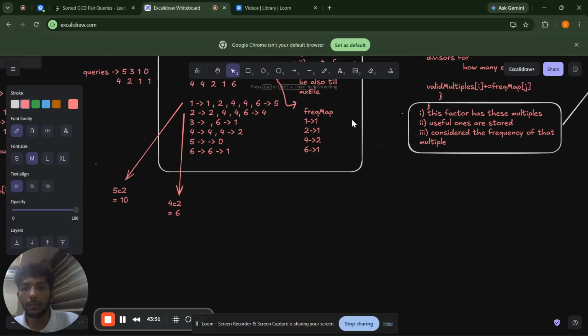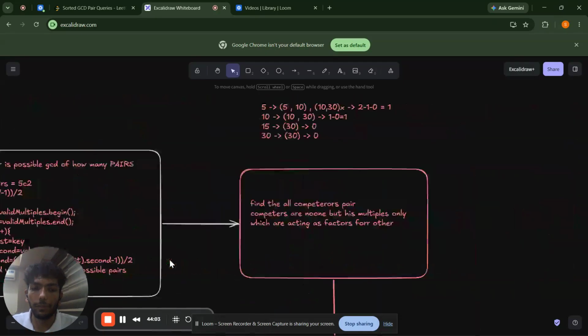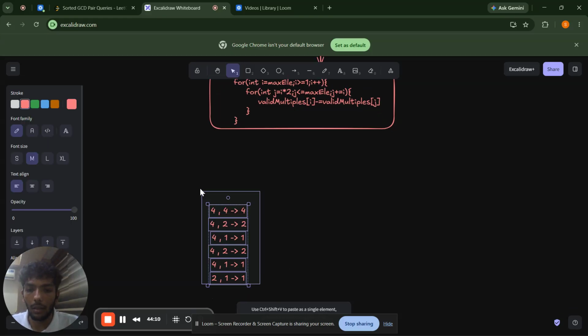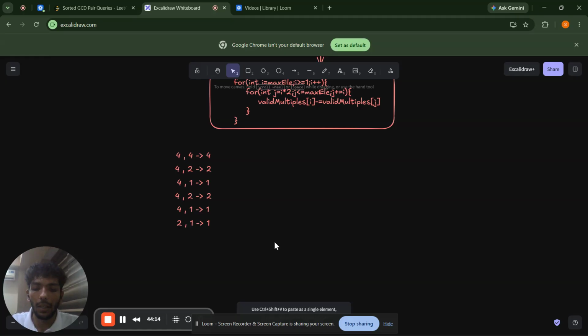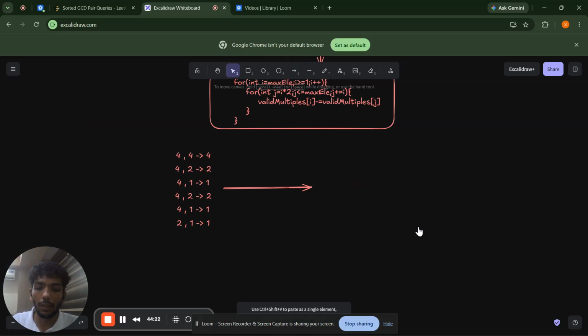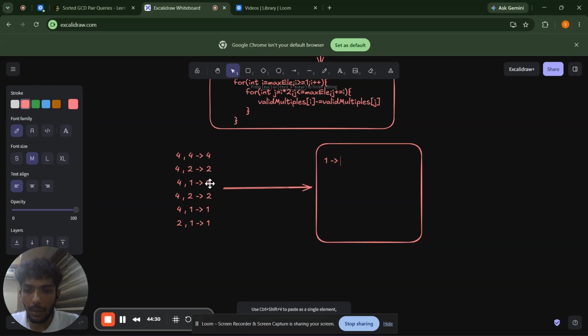So we had done, oh yeah, here it is. At the end, after this step, what we would have found out is this. 1 is a GCD of 3 pairs, 2 is GCD of 2, 3 is GCD of 0, 4 is GCD of only 1.